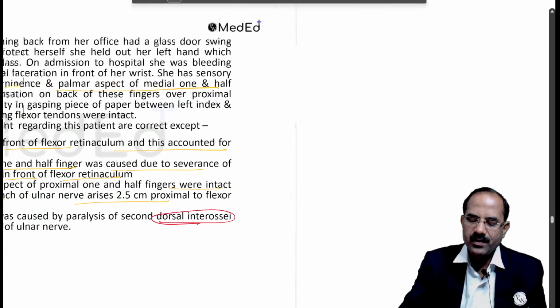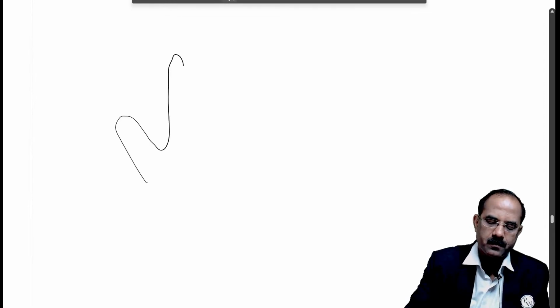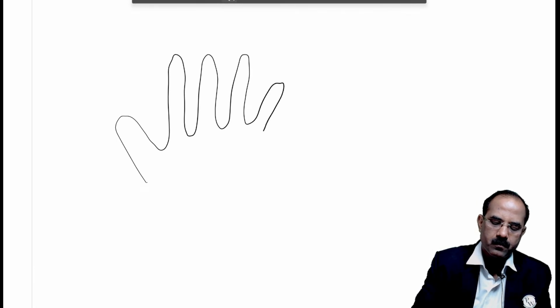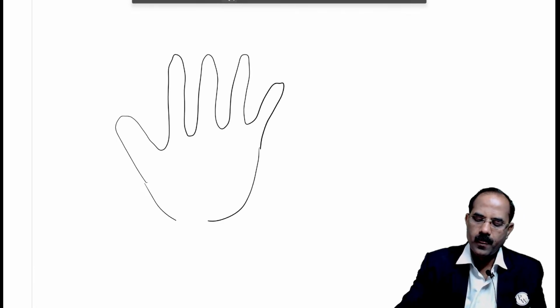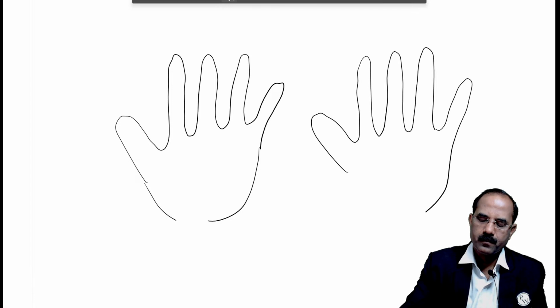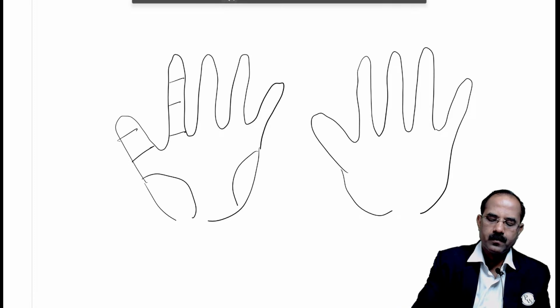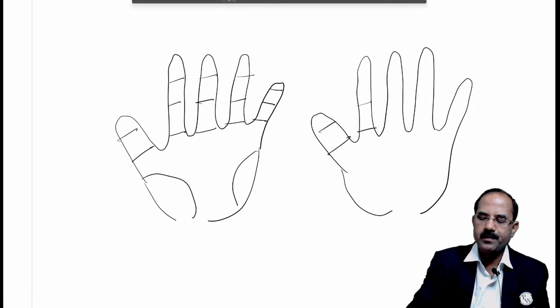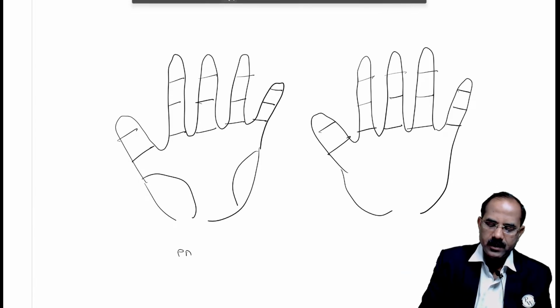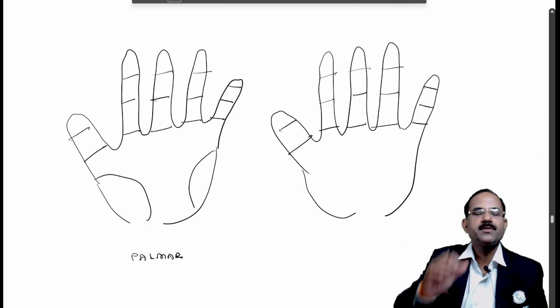I'll just draw this for you. Have a look, this is very important. Come on, students, if you can quickly answer this. Sensory nerve supply: one is the dorsal aspect, one is the palmar aspect. So I'm writing this as the palmar aspect and this as the dorsal aspect. Come on, quickly, we'll finish this before the time ends.